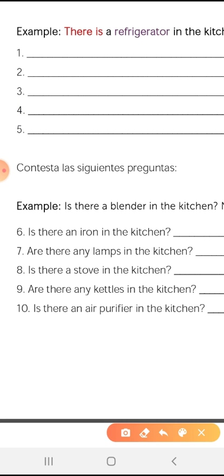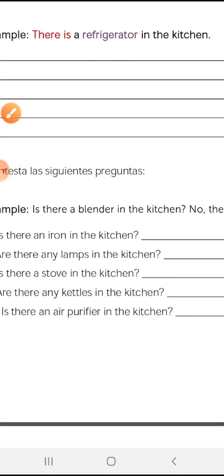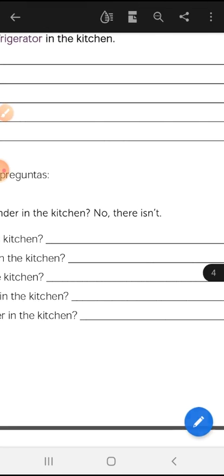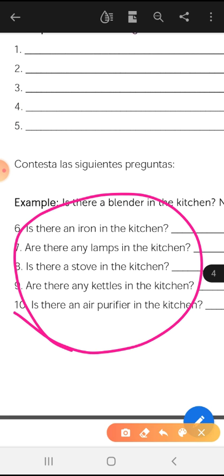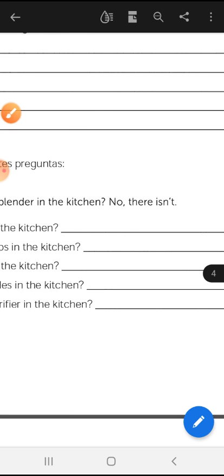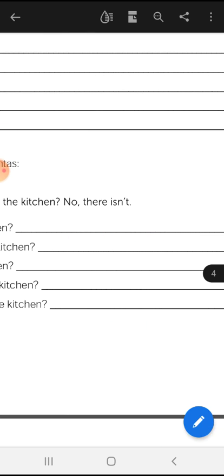Now let's answer the question. Example. Is there a blender in the kitchen? Respuesta. No, there isn't. Aquí te dan la pregunta. Here they ask you the question for you to write the answer. Y usted escribe la respuesta here in the blank, okay? En el espacio en blanco.